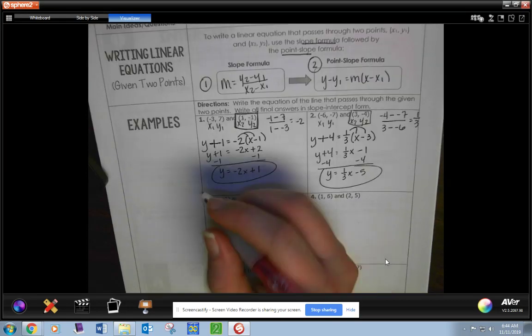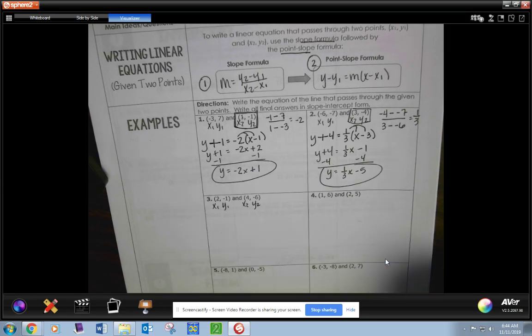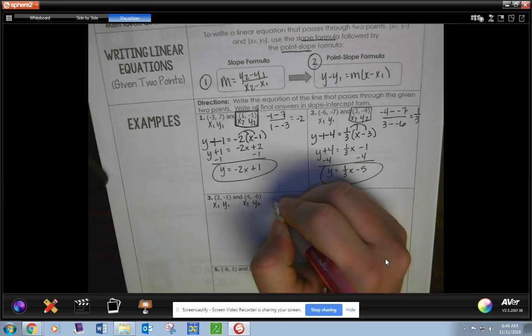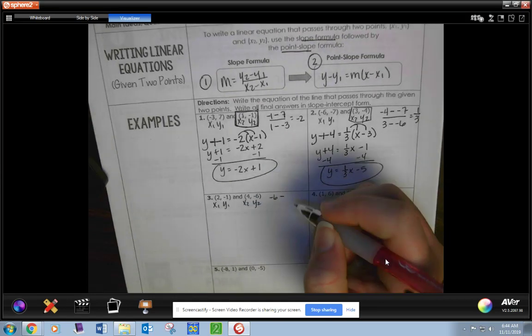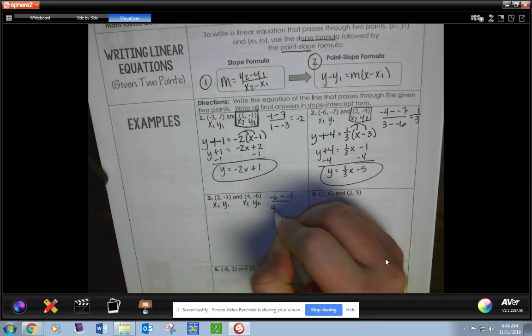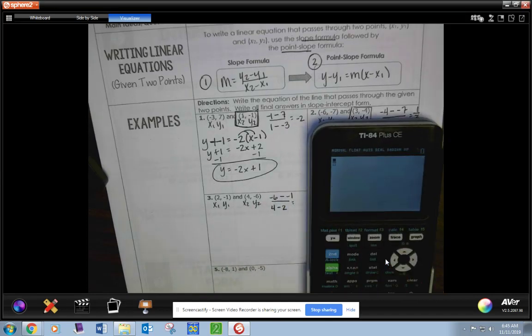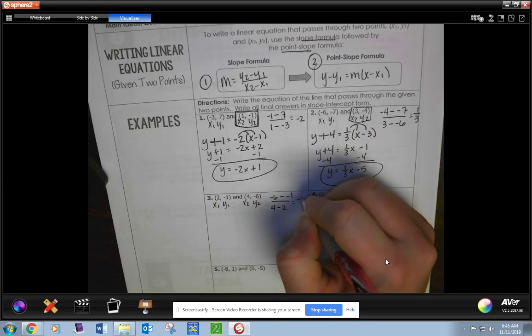For number 3, this is my x1 and my y1, my x2 and my y2. So the first thing that I'm going to do is that slope formula. So y2 would be -6 minus y1 would be -1 over x2 is 4 minus x1 is 2. I'm going to open up that fraction. -6 minus -1 over 4 minus 2. I plug in, I get -5/2.